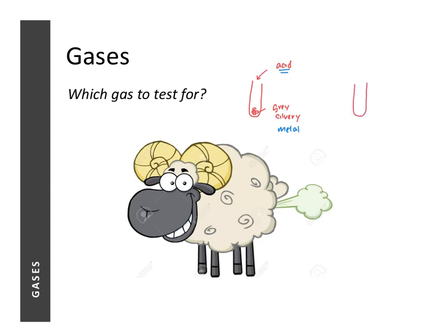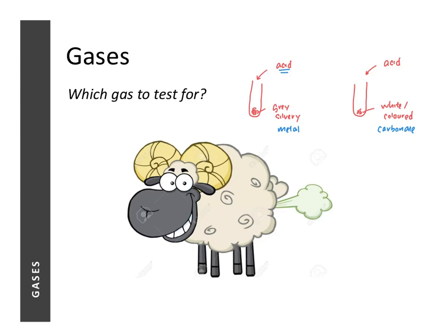Now, in a separate scenario, I have another solid that is white or any color other than silver and gray. All right, so it's colored. And then we are adding an acid again. What gas do I have to test for? In this case, since acids react with metals, carbonates or bases, and when acids react with bases, no gas is produced, if a gas is being produced in the second scenario, it tells you that it must be a carbonate. So therefore, you should be testing for carbon dioxide gas.